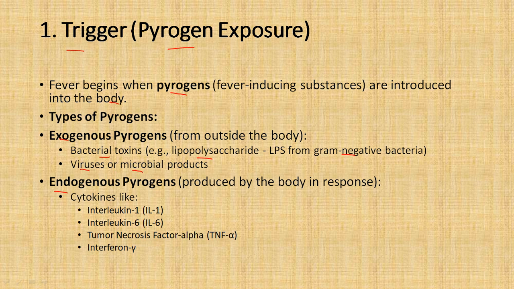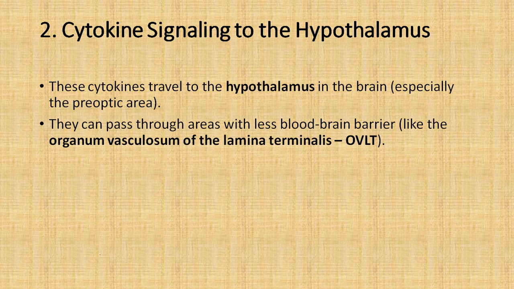The endogenous pyrogens are those produced by the body itself in response to exogenous pyrogens. Here we have cytokines like interleukin 1, interleukin 6, tumor necrosis factor alpha, and interferon gamma.